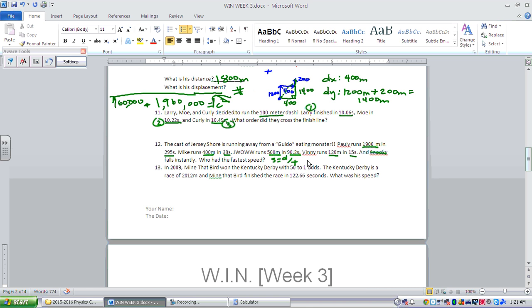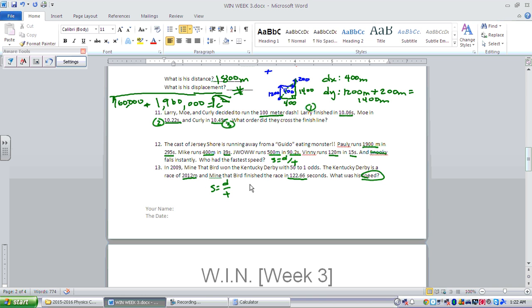Number 13, in 2009, Mind That Bird won the Kentucky Derby with 50 to 1 odds. The Kentucky Derby is a race of 2,012 meters, and Mind That Bird finished the race in 122.66 seconds. This is a very simple, straight up distance divided by time question. We're trying to find speed.